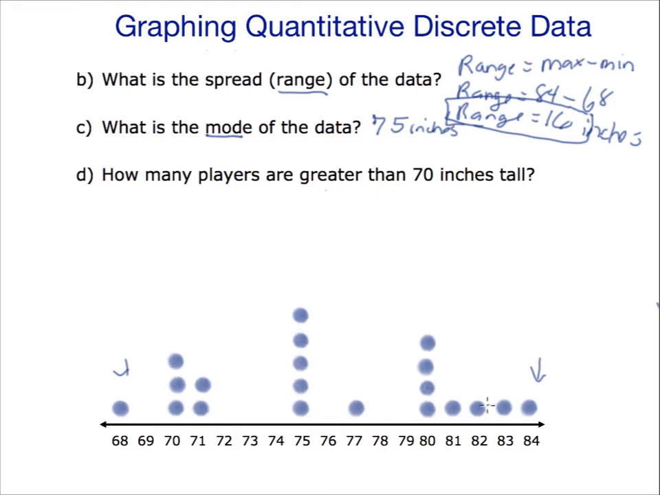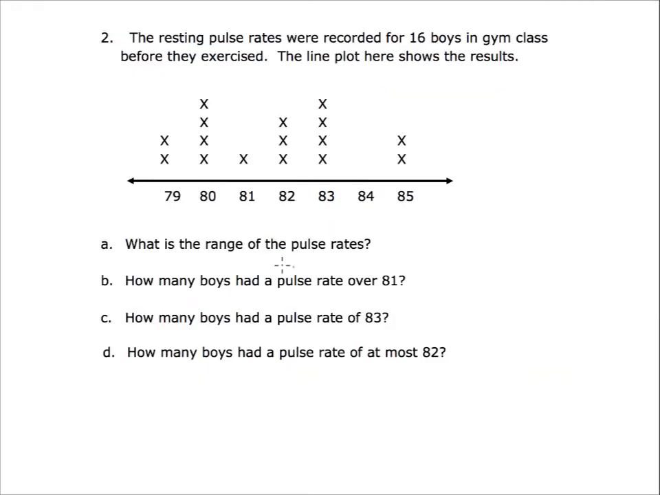And then, how many players are greater than 70 inches tall? Well, I just count how many players are above the 70. Here's another dot plot. This time, instead of making circles, they made X's. So we're going to do the same thing.